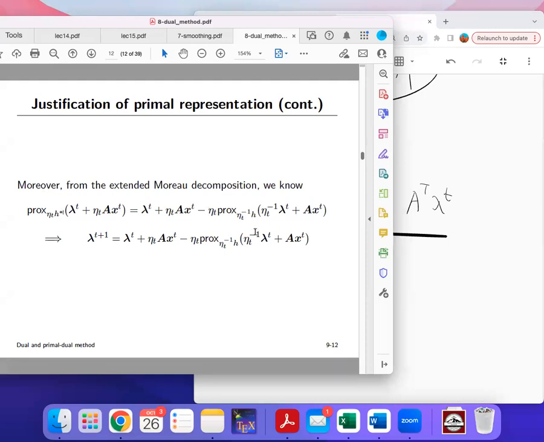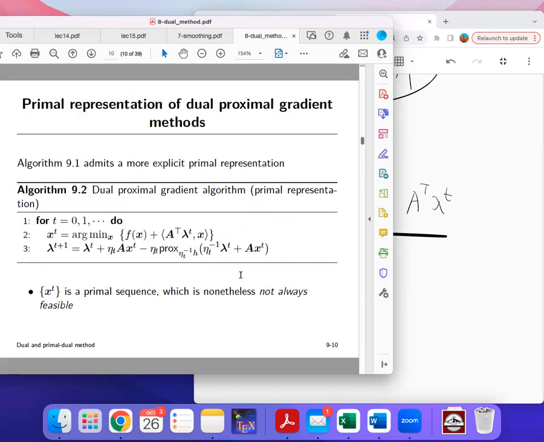And here, on the right-hand side, we don't have h star. We only have h. Therefore, this is the lambda t plus 1 we get from the first algorithm. The left-hand side equals the right-hand side, and for the right-hand side, we can rewrite it. It's basically this one. So this is a rewrite of this algorithm in a primal form.